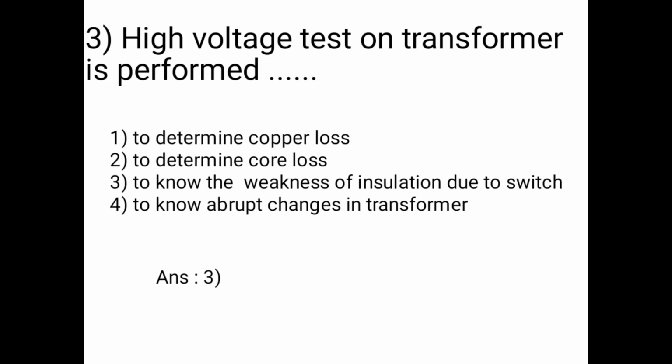Third question: a high voltage test on a transformer is performed. Options are first, to determine copper loss, second, to determine core loss, third, to know the weakness of insulation due to switching, fourth, to know abrupt changes in the transformer. So the answer is option 3, to know the weakness of insulation due to switching.